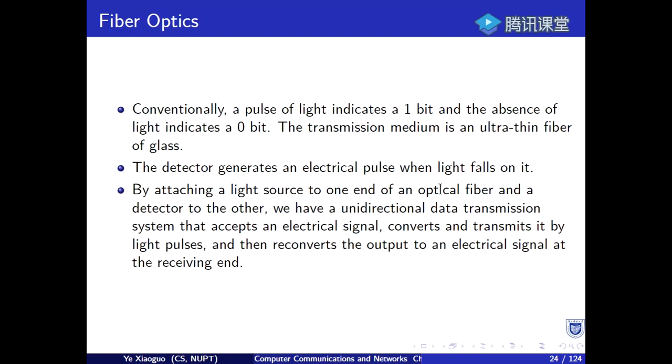The transmission media is an ultra-thin fiber of glass. The detector generates an electrical pulse when light falls on it. By attaching a light source to one end of an optical fiber and a detector to the other, we have a unidirectional data communication system that accepts an electrical signal, converts and transmits it by light pulses, and then reconverts the output to an electrical signal at the receiving end. That is the principle of fiber optics. So the pulse of light is used to indicate a one bit or a zero bit.